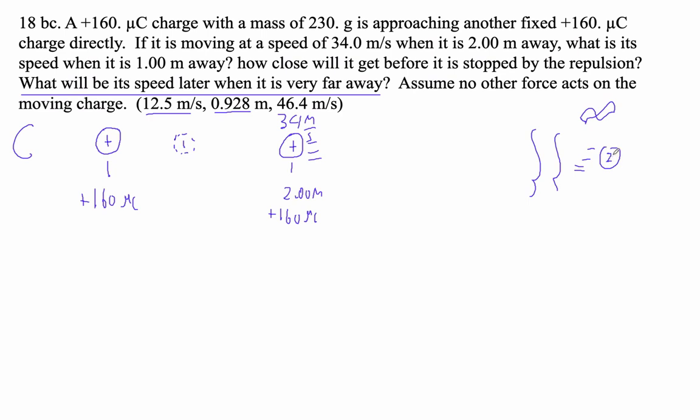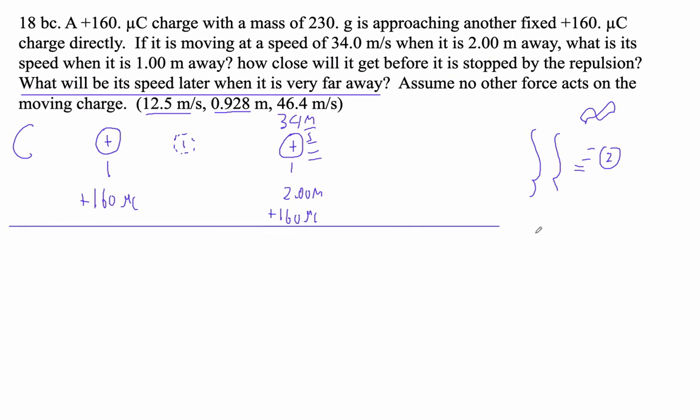Now, by the way, this answer will be exactly the same as the velocity it had to have when it was far away, so that when it got 2 meters away, it was going 34 meters per second. So this is a higher velocity, because as it approaches this other charge, it's going to slow down, slow down, stops, and it goes back this way. Whatever speed we figure out that it subsequently gets is also the speed it had to have in the first place. So let's figure that out.